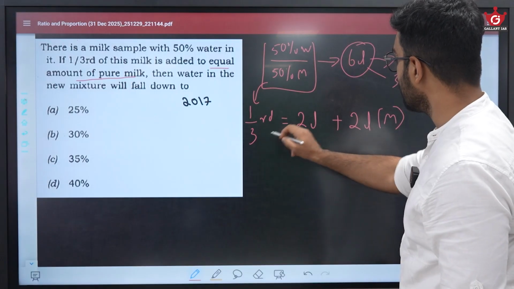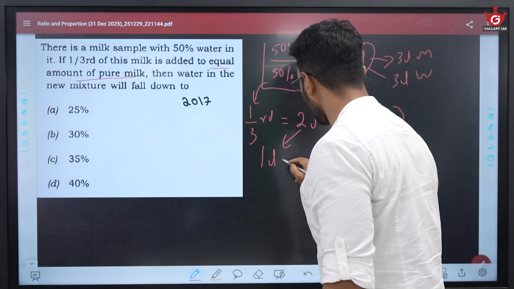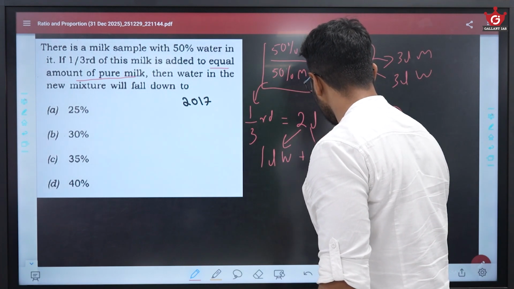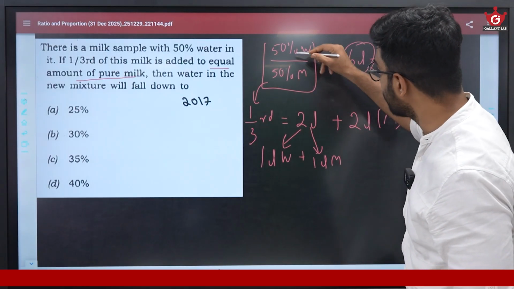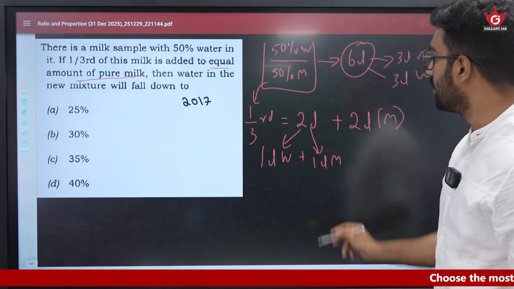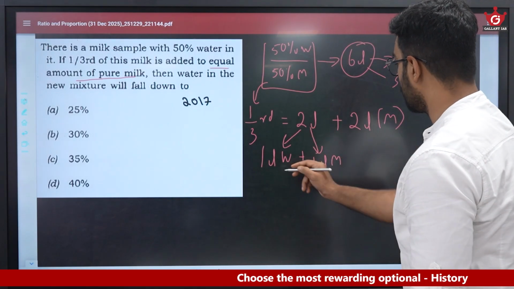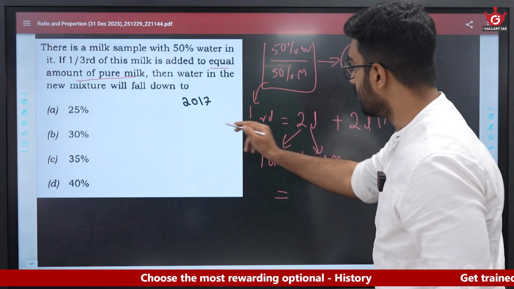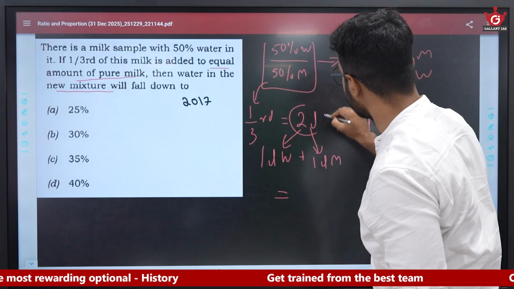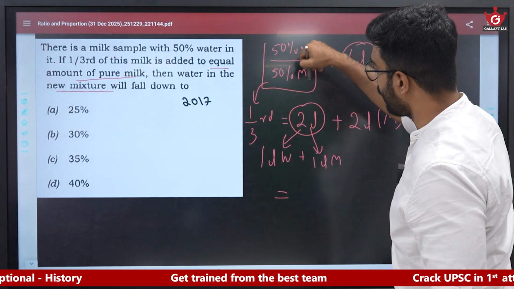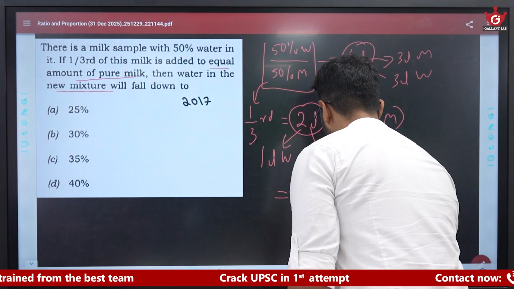So 1/3 is equal to 2 liters of mixture, and this 2 liters contains 1 liter of water and 1 liter of milk, because the mixture contains 50% water and 50% milk. So the new mixture in total contains 2 liters from the first mixture, then 2 liters of pure milk. So in total it contains 4 liters.